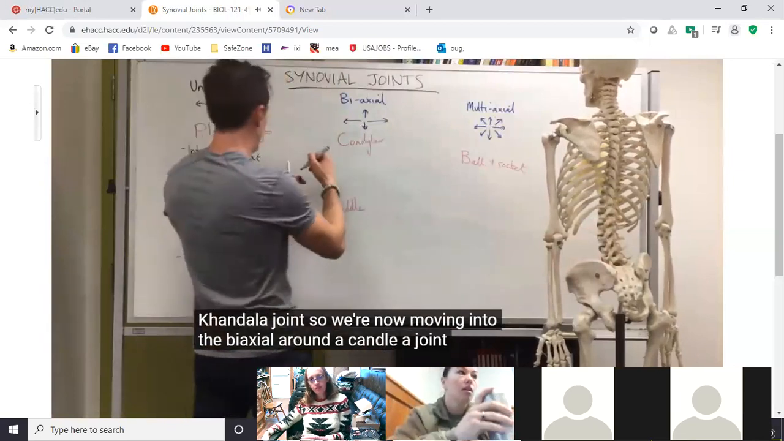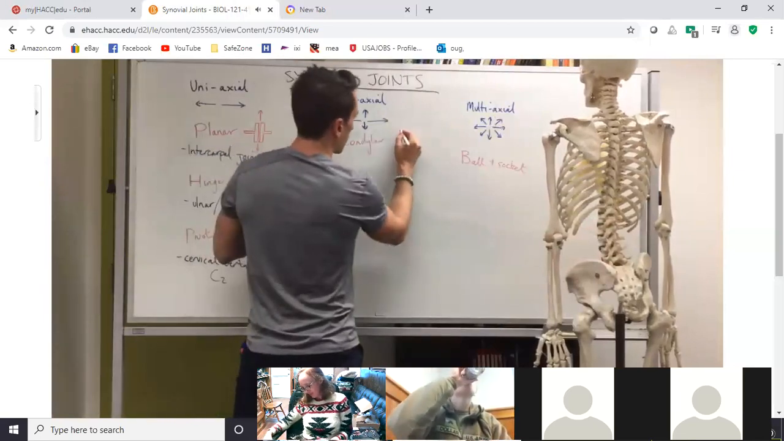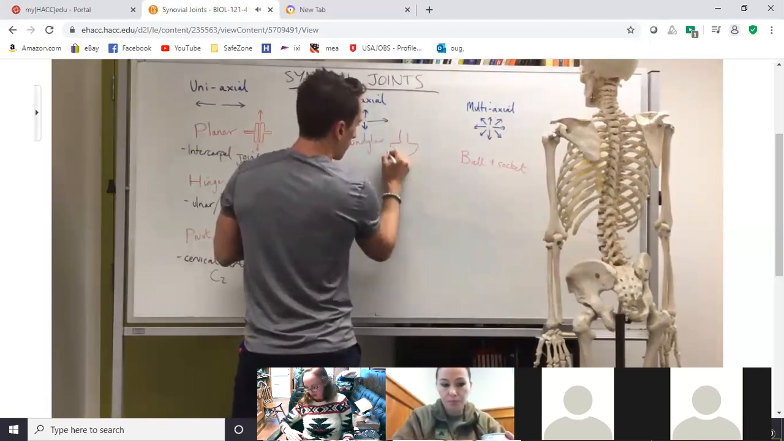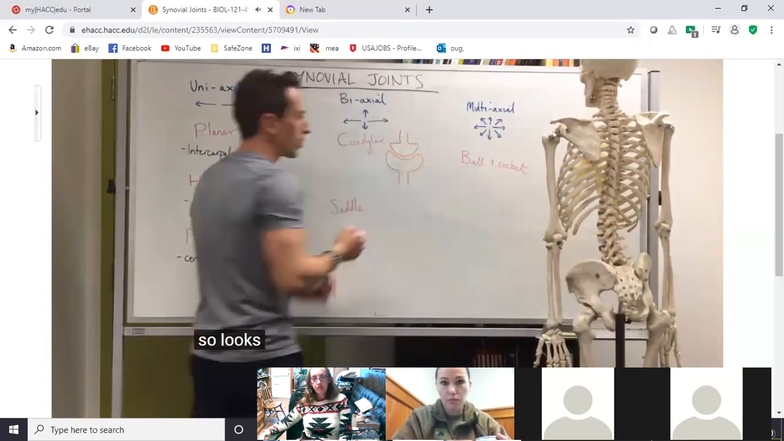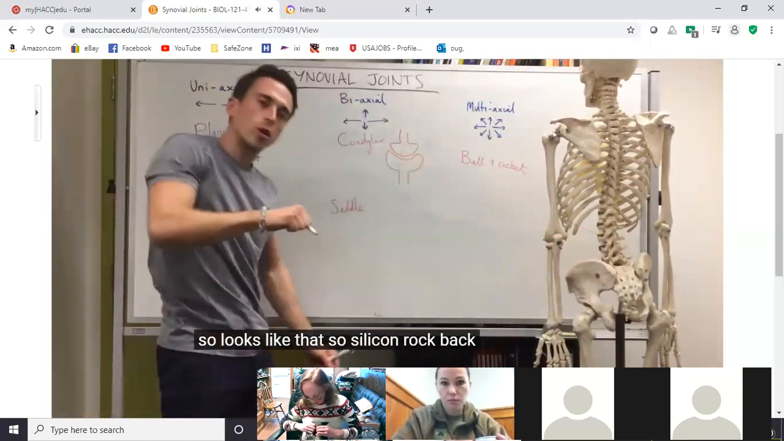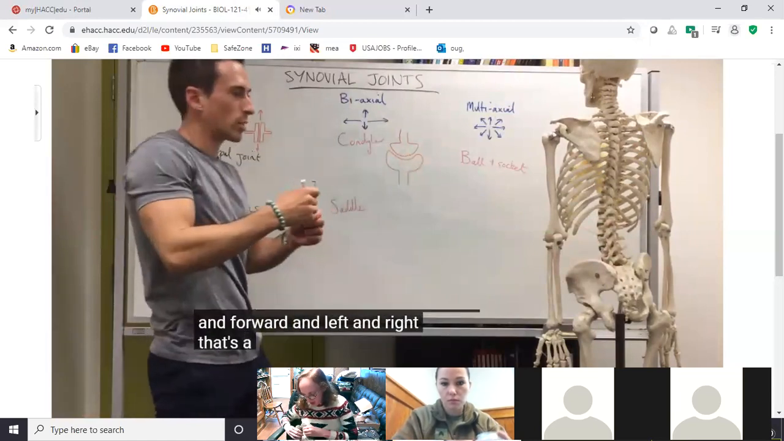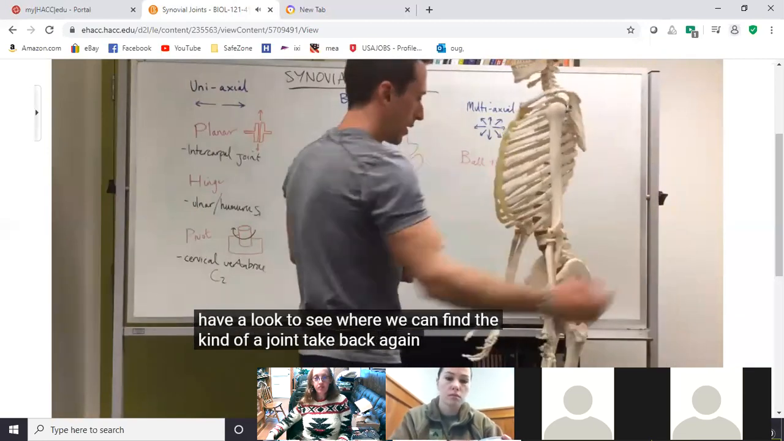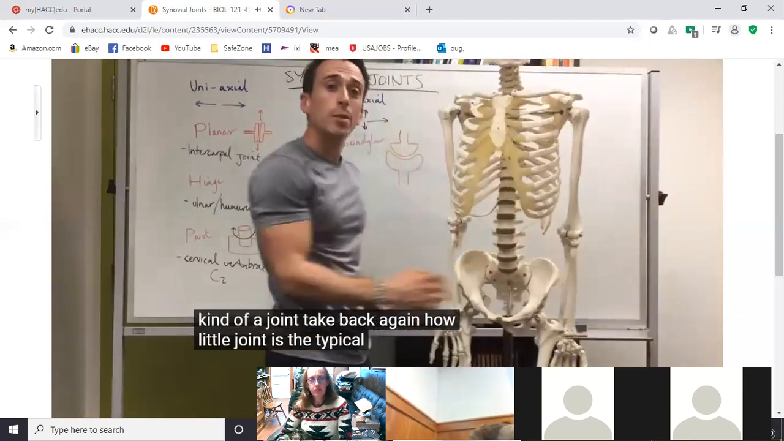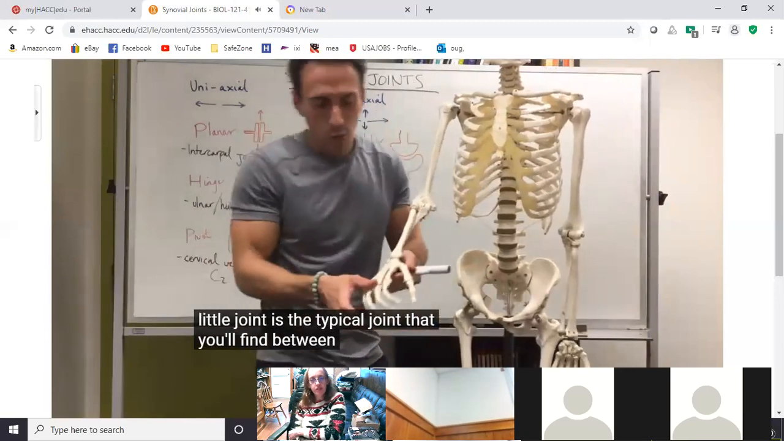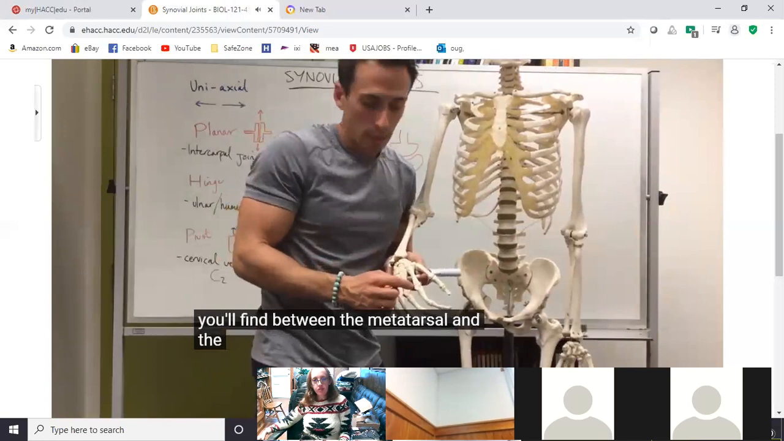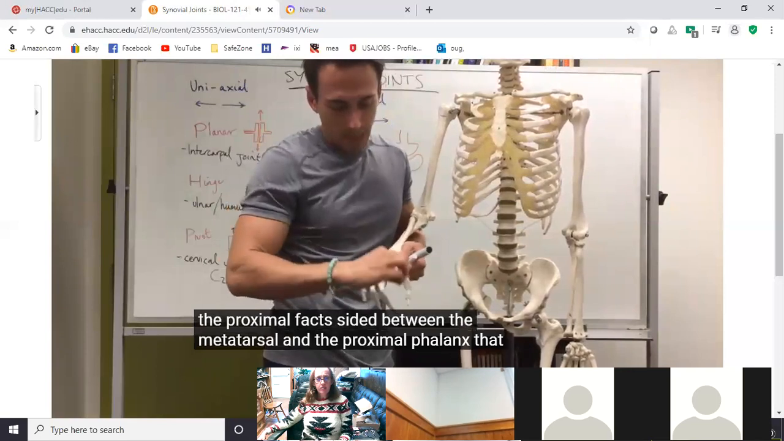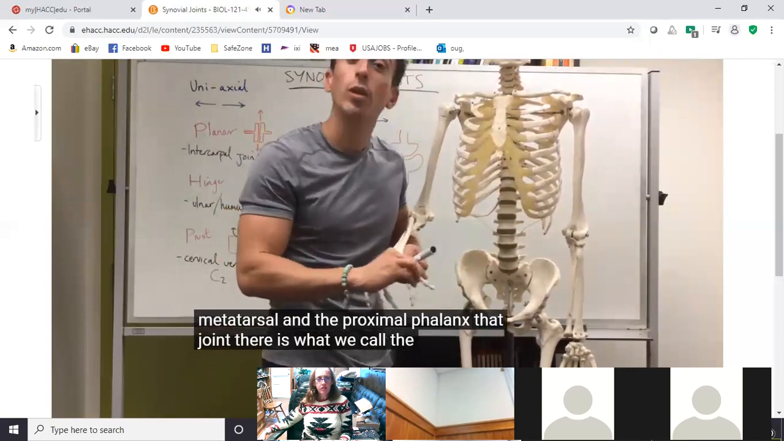A condylar joint sort of looks like that. It can rock back and forward and left and right. That's a condylar joint. So if we look to see where we can find the condylar joint, it's the typical joint that you'll find between the metatarsal and the proximal phalanx. That joint there is what we call a condylar joint.